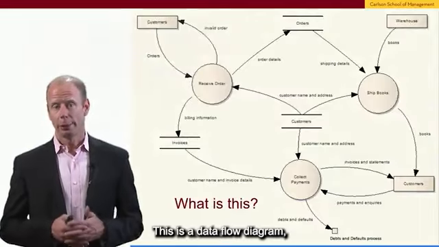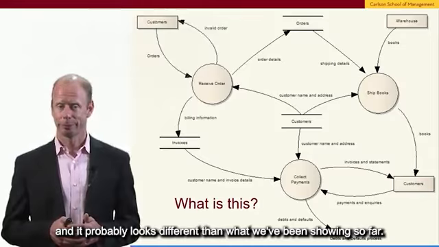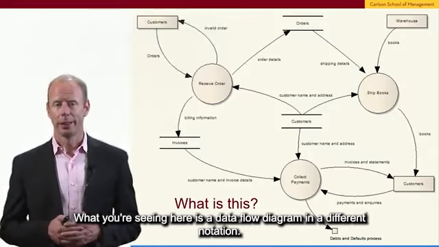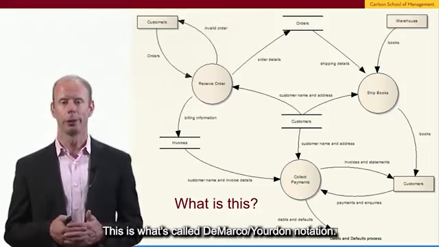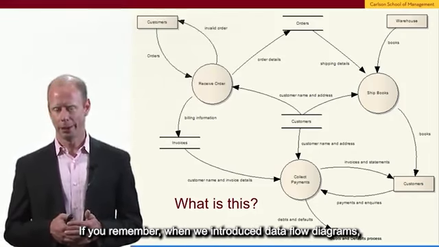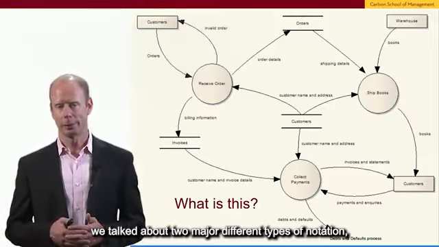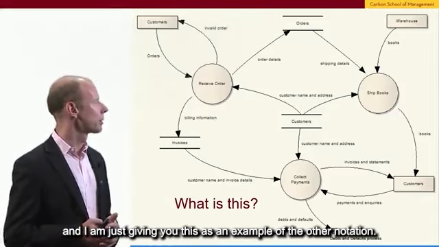This is a data flow diagram, and it probably looks different than what we've been showing so far. What you're seeing here is a data flow diagram in a different notation. This is what's called DeMarco-Jordan notation. If you remember, when we introduced data flow diagrams, we talked about two major different types of notation. And I'm just giving you this as an example of the other notation.